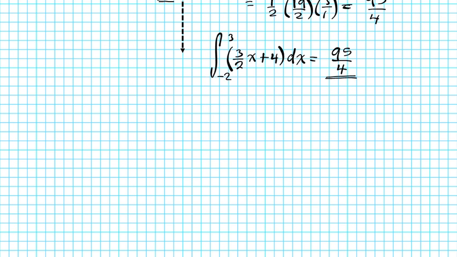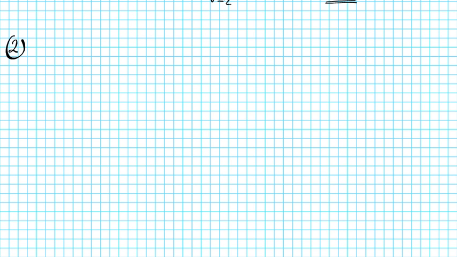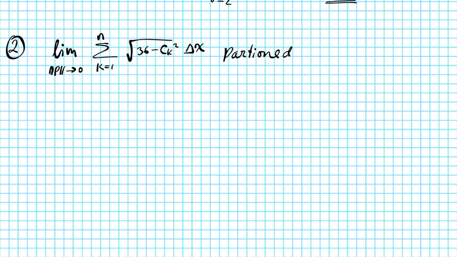Question 2. For question 2, we have the following Riemann sum. The limit, same condition, as the norm of the partition approaches 0, the discrete sum from k equals 1 to n of the square root of 36 minus c sub k squared delta x, on partition on negative 6 to 6.